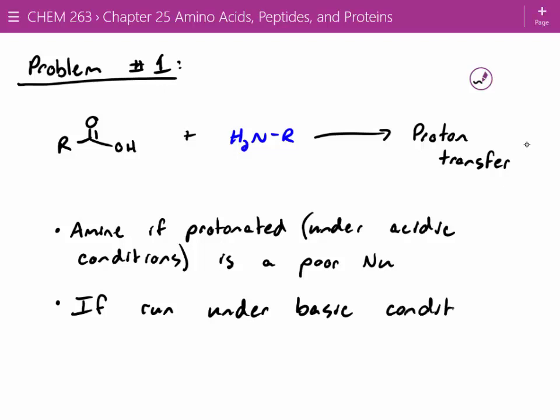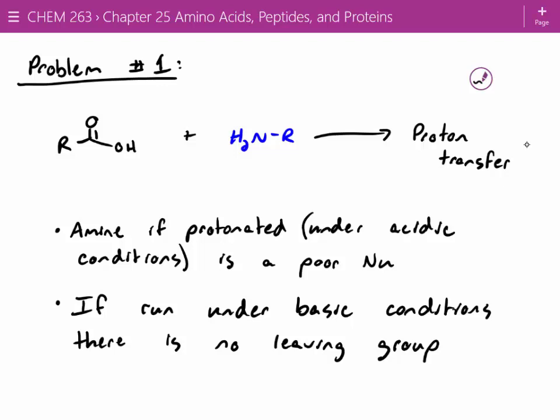There is no leaving group. So what's maybe one strategy to get this nitrogen to add into the carbonyl? Yeah, we need to turn it into a better leaving group.